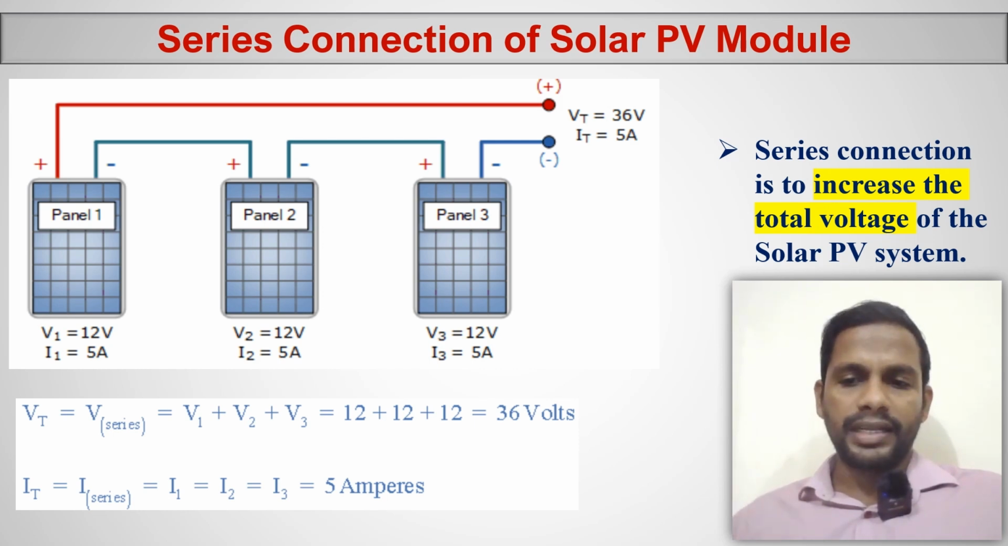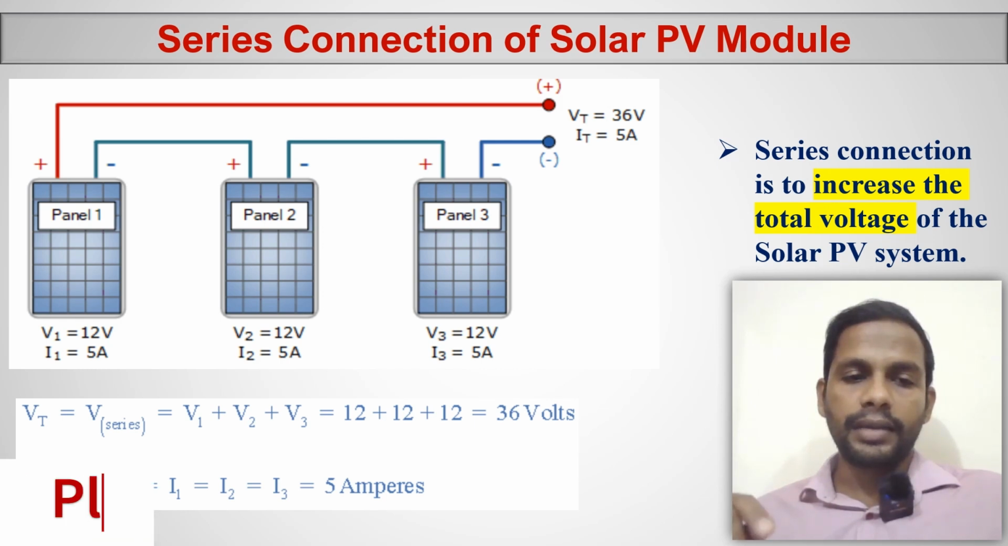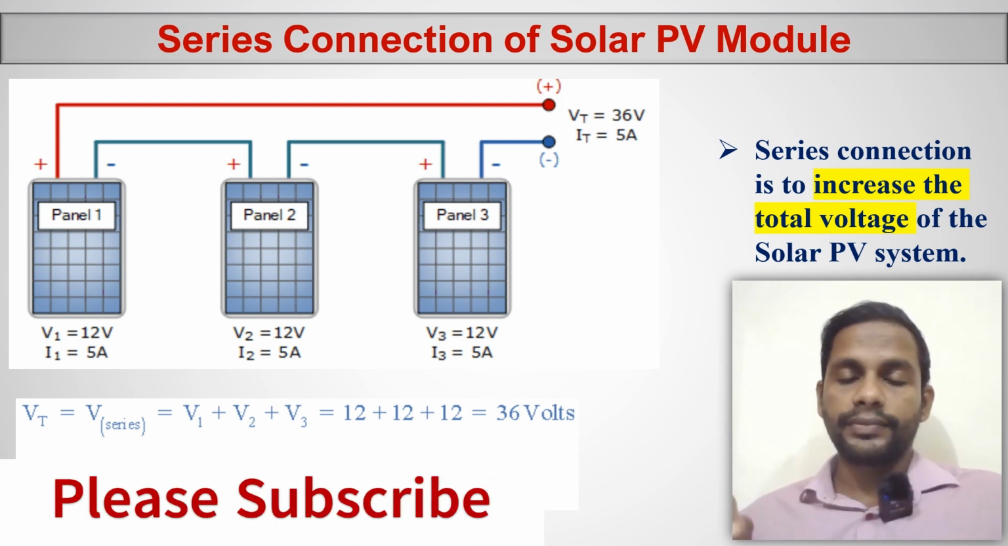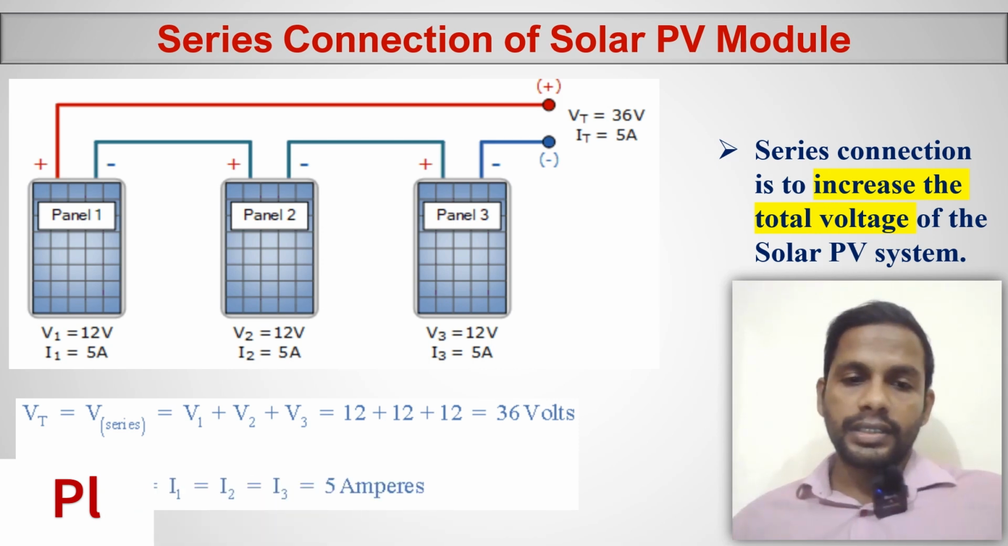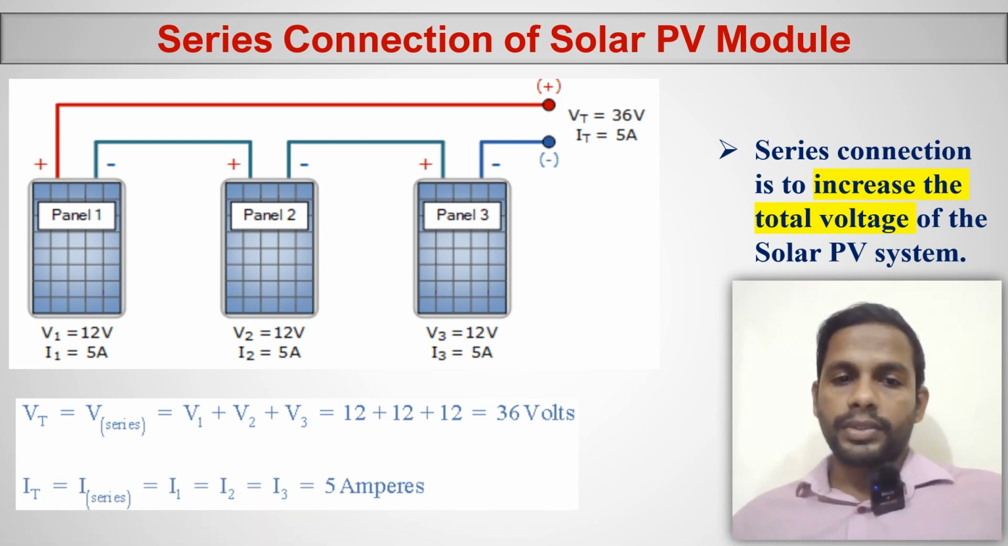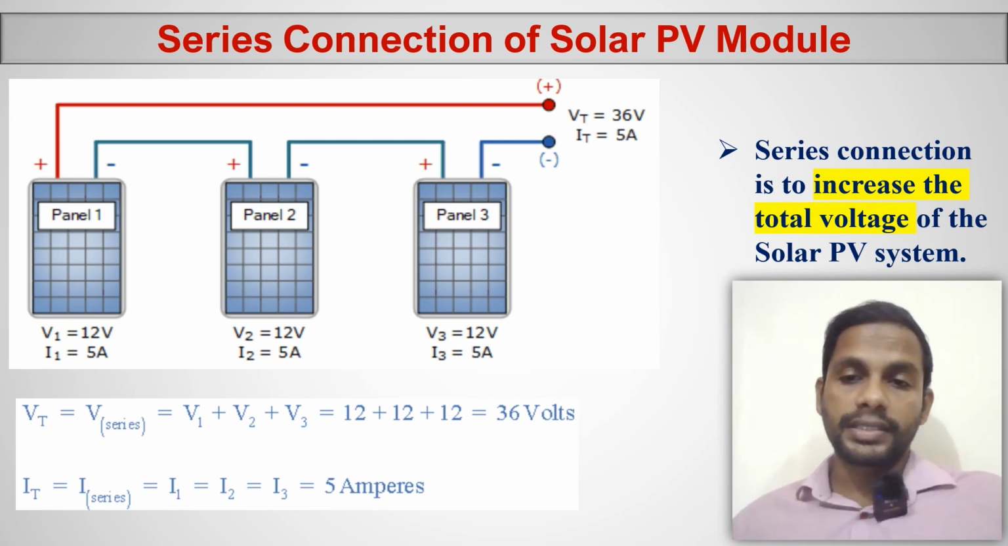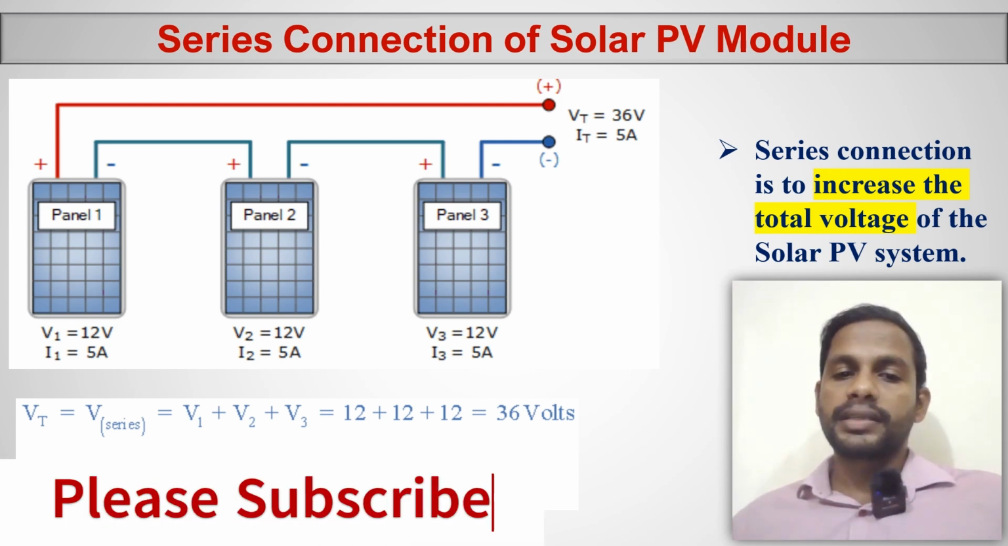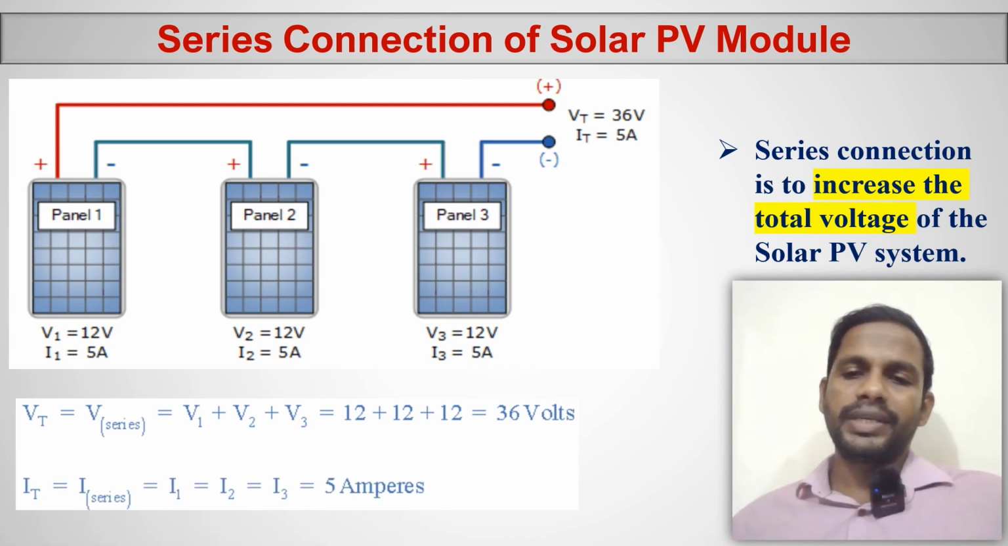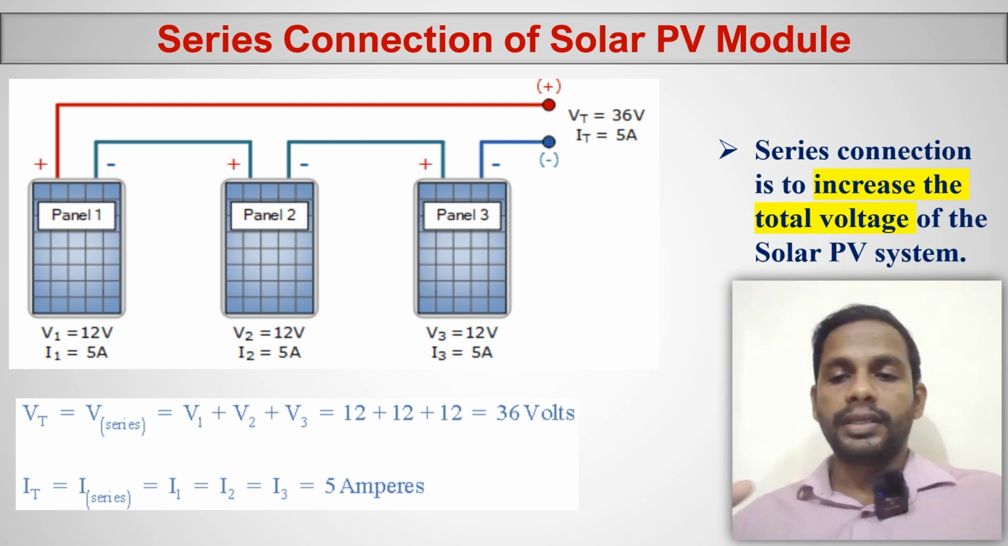Now we'll look at the next panels. We have 3 panels. I'm using the word panel because it's very simple to explain, but in technical words it's a module. Each panel has 12 volts and 5 amperes. Because we have 12 volts, 12 volts, 12 volts, all added, they become 36 volts as the total output from the system, and the current will be the same, 5 amperes. So series connection is to increase the total voltage of the solar PV system.